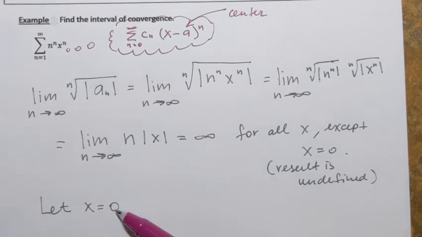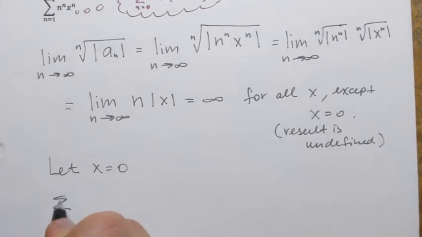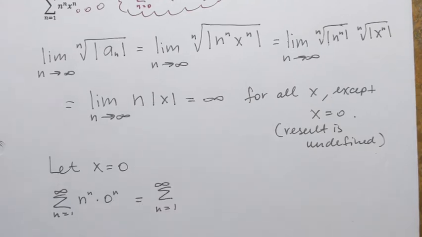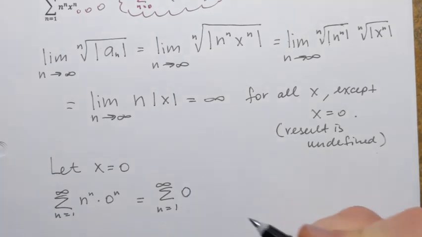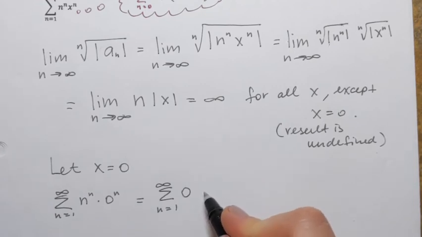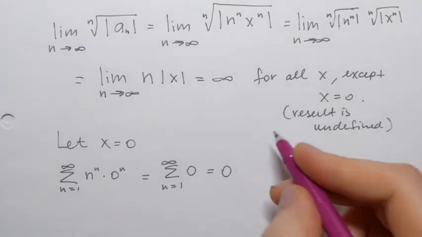So that means that what we're checking right now is what happens at the value of x that we call the center. So if x equals 0, you probably can guess what everything is going to turn into. n to the power n times 0 to the power n. Well, 0 to the power n is 0, and then 0 times anything is 0. So in this case, we get a trivial case, a series that has constant terms, and they're all zeros. And if I add infinitely many zeros, what will I get? Well, I'll still get 0. So that means that the series is considered to be convergent. So it converges.